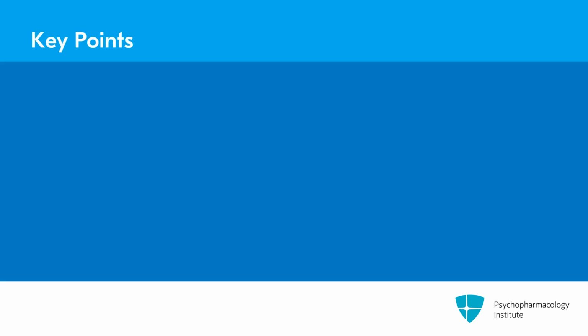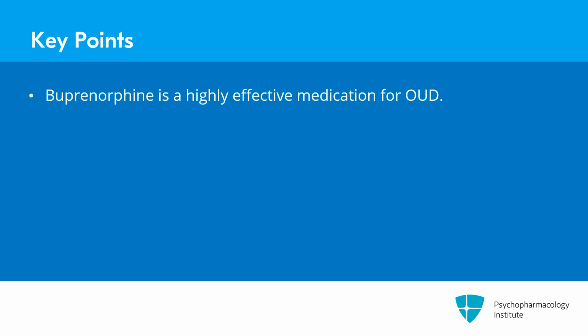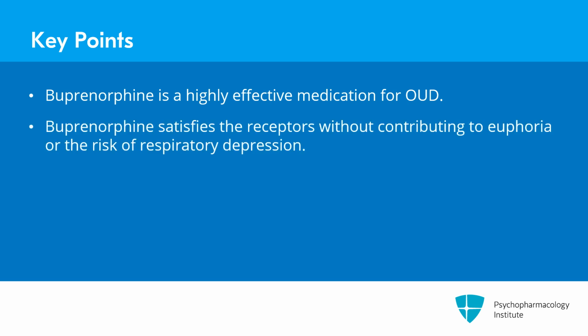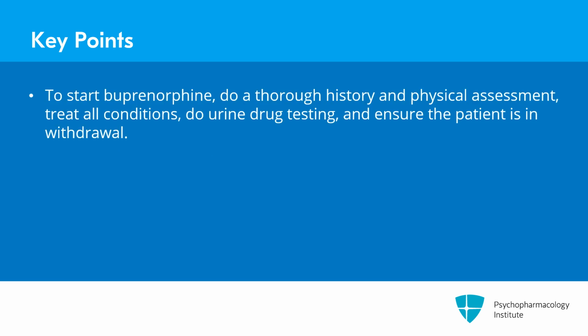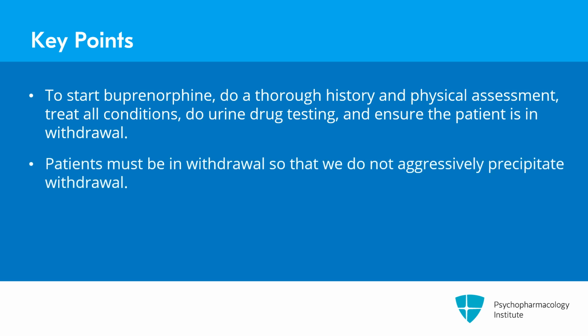To summarize key points, buprenorphine is an extremely effective medication for opioid use disorder. As an opioid receptor partial agonist, it satisfies the receptors without contributing to euphoria as well as the risk of respiratory depression compared to methadone. In order to start the medication, we should do a thorough history and physical assessment, treat all conditions, do urine drug testing, and ensure that somebody is in withdrawal. They must be in withdrawal so that we do not very aggressively precipitate withdrawal.